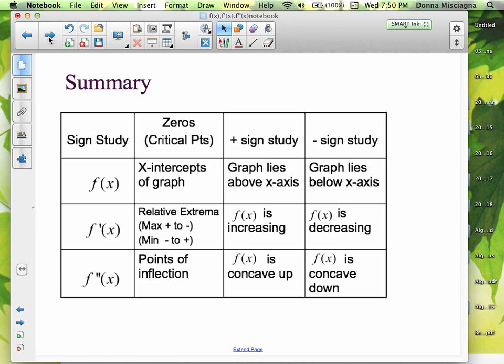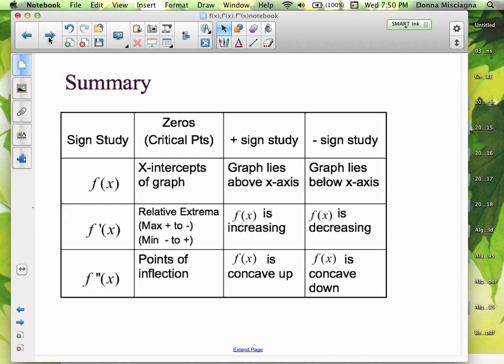Right, on your function, the zeros are x-intercepts of the graph. Where it's positive, the graph lies above the x-axis. Where it's negative, the graph lies below the x-axis. Where your first derivative, the zeros, the critical points, give you relative extremes. And it's a maximum if we go from increasing to decreasing. It's a minimum if we go from decreasing to increasing. A positive sign study tells us where the function is increasing, and where we're negative on our sign study, that's where our function is decreasing.